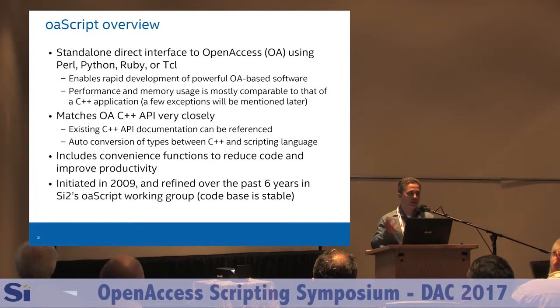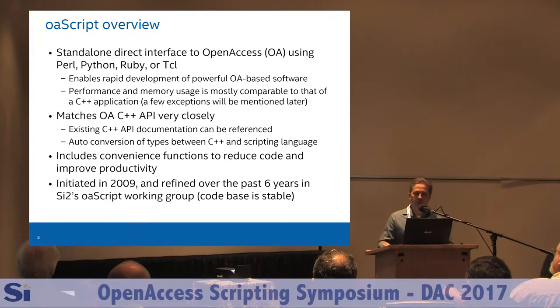So just real quickly at a high level, oaScript, again, it's been covered here a little bit, but it basically is a standalone direct interface to OpenAccess. You can use one of the 4 supported languages: Perl, Python, Ruby, or Tcl. And by using a scripting language instead of the C++ interface, you're able to very quickly create your own OA application by just using that scripting language. You don't have to have any special knowledge in C++. You don't have to compile. You can very quickly get up and going.